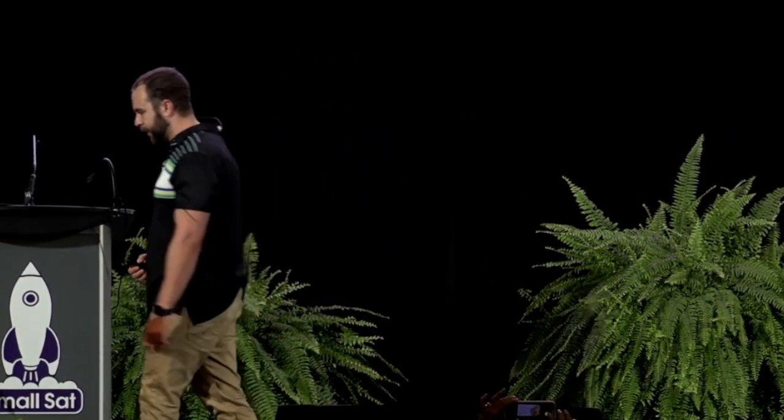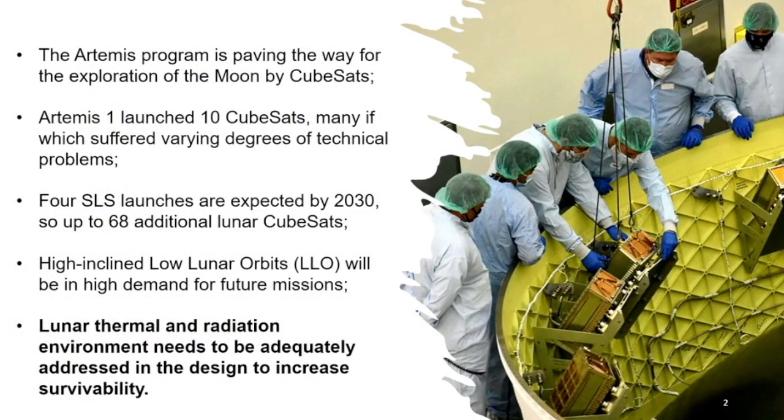As you probably know, we are living in a very exciting time for the CubeSat community. We are going back to the Moon, and this time we are bringing a lot of CubeSats with us. Artemis 1 launched 10 CubeSats. We can see there the Orion stage adapter. Unfortunately, half of them had a lot of problems right after deployment, which shows us that going to the Moon with CubeSats can be hard even at the beginning of the mission.